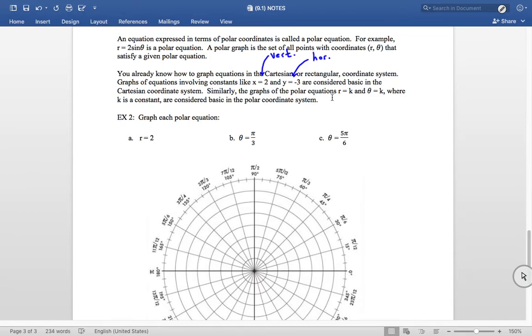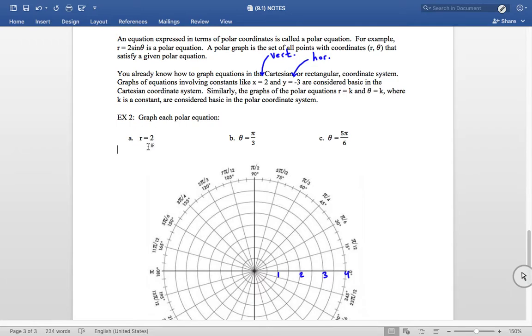So similarly, the graphs of the polar equations r equals some constant or theta equals some constant, where k is a constant, are considered basic in the polar coordinate system. Let's just consider r equals 2. Well, all that means is you're going to circle 2. And let's mark off our circles here. Let's go every other one. Let's go 1, 2, 3. I want you to label those 1, 2, 3, 4. Let's go every other one.